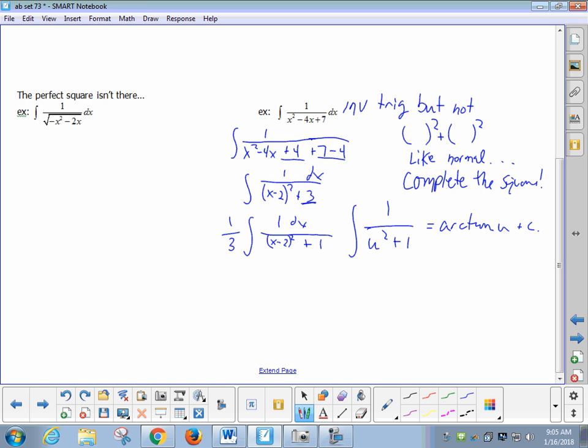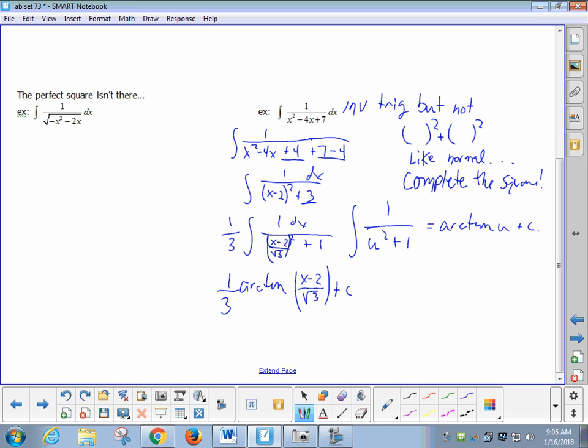You really need it to be all one big square. So would you write it as all one big square? X minus 2 over what, all squared? Root 3. Okay. Wow, that's pretty strong. So the antiderivative is 1/3 arctangent of u, and u is x minus 2 over root 3, all plus c. That's completing the square.